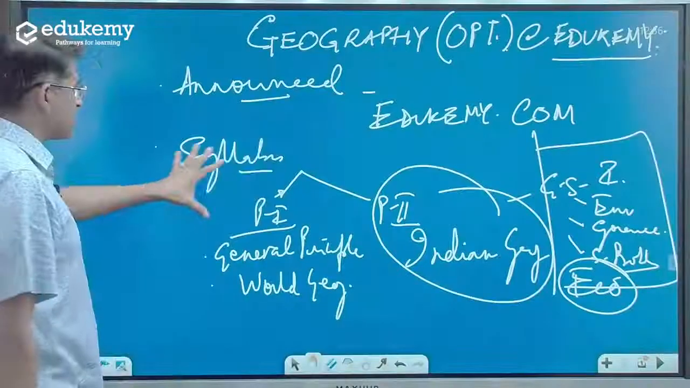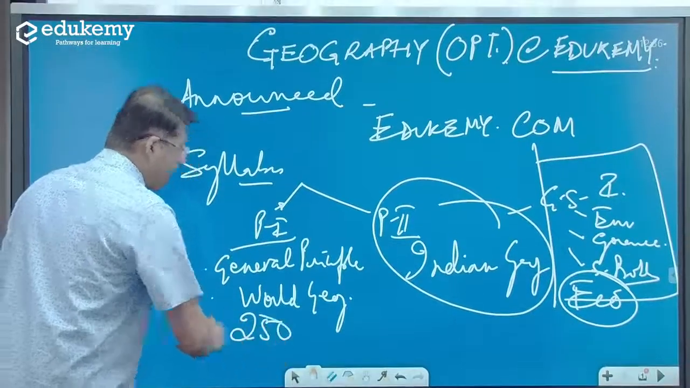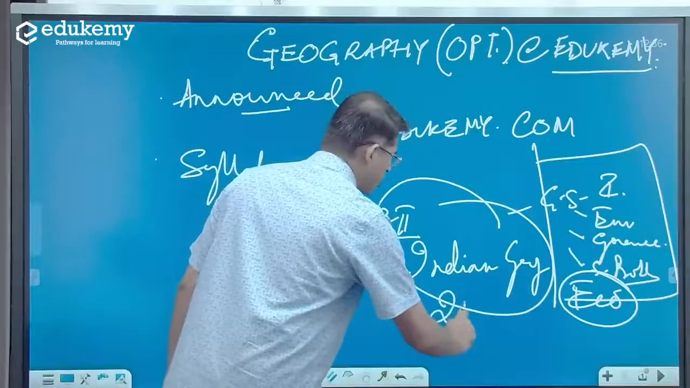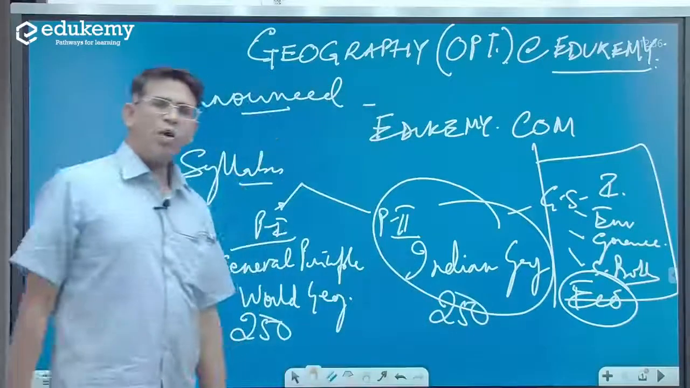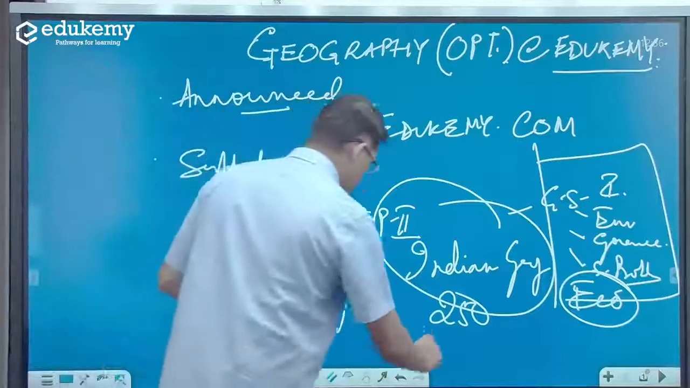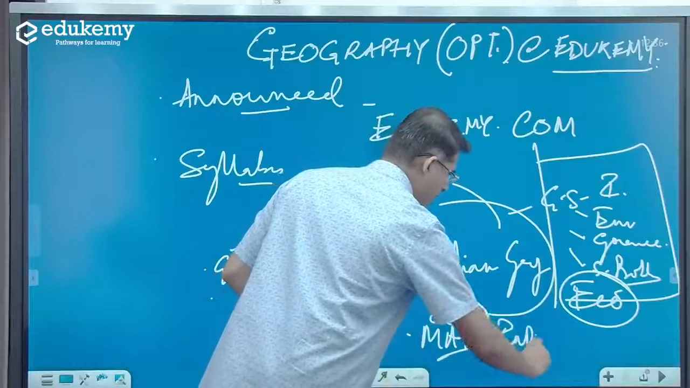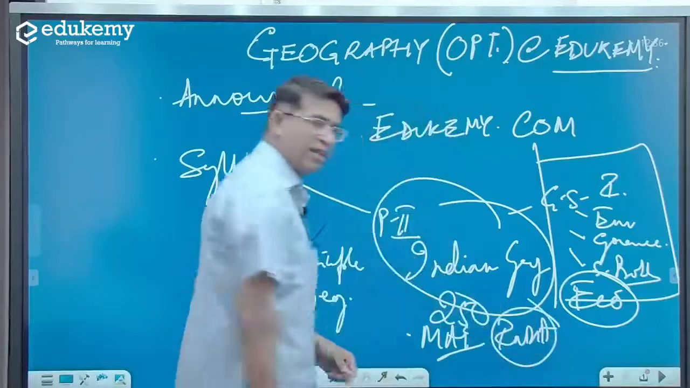So this is how the syllabus is. Paper 1 is 250 marks and paper 2 also is 250 marks. One additional thing about paper 2 is the map portions. Maps, India maps. Now India maps we will cover in the class.